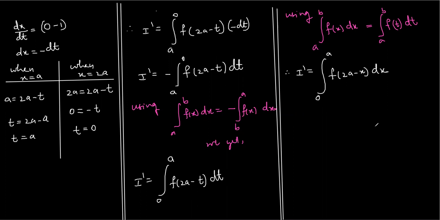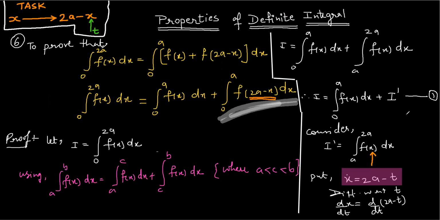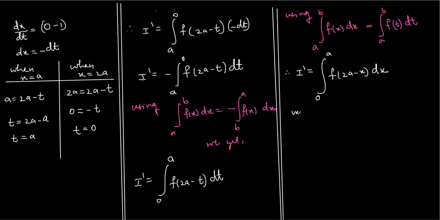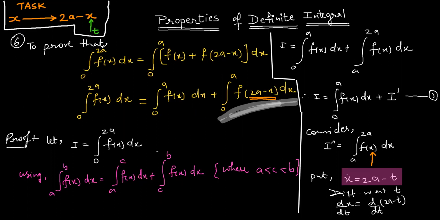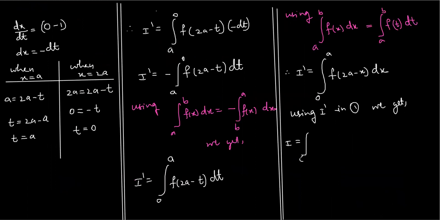See, I achieved my goal. So here I will write, using I dash in 1, we get, I equals to 0 to a f of x dx plus 0 to a f of 2a minus x dx.